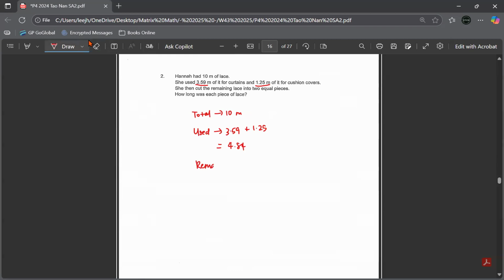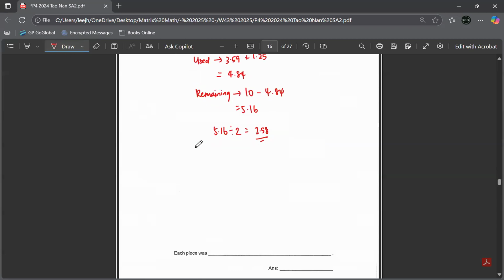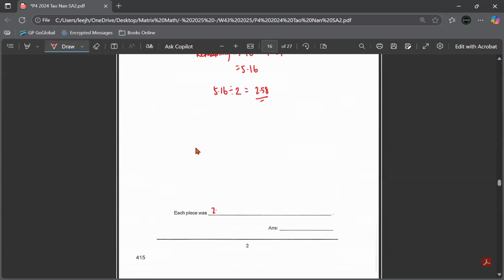So the remaining, I have to find as well. Okay, so 10 minus 4.84, which gives me 5.16 meter. But what happened to the remaining? She cut the remaining lace into 2 equal pieces. So I have to take 5.16 divided by 2 to find each piece of lace. So it's 2.58. The answer, each piece was 2.58 meter. So you write down 2.58 meter. Always must finalize. They want finalizing, you just leave it.